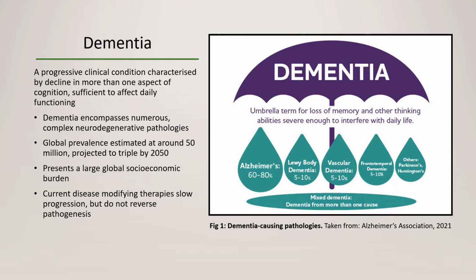Global prevalence is estimated at around 50 million patients, and this is expected to triple within the next 30 years. As such, the disease presents a large socio-economic burden globally. Current therapies aim to slow progression of these conditions, but currently none of them reverse any of the pathologies involved. On the right here we see figure 1, which shows the main pathologies under this dementia umbrella.